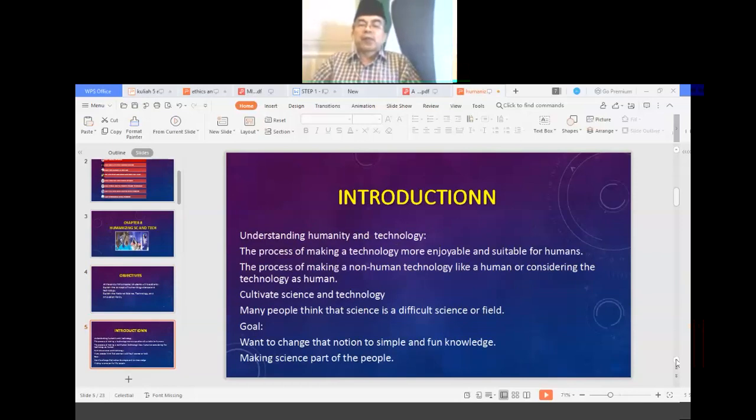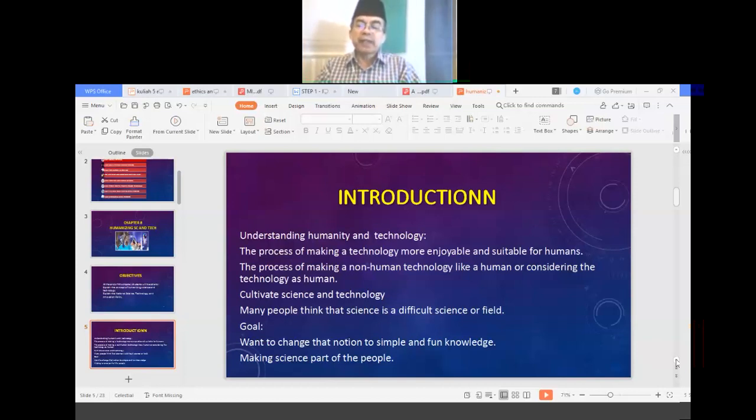So, understanding humanizing technology means the process of making a technology more enjoyable and suitable for humans. This is the meaning. All of those new technologies, we want to make suitable for people, and people feel more enjoyable. We feel very relaxed, we feel very comfortable with all of those modern technologies that have been produced from time to time.